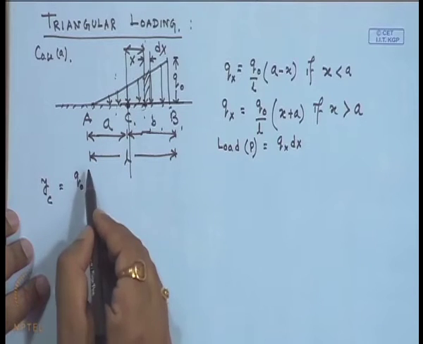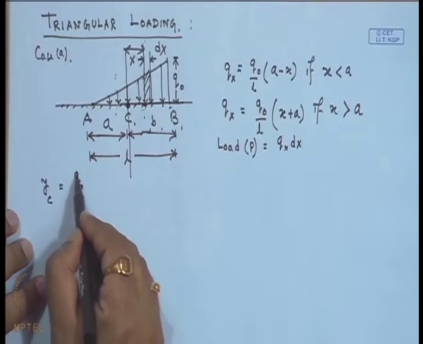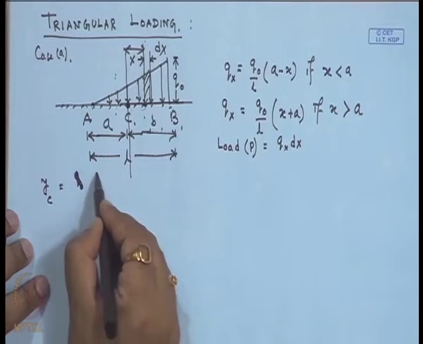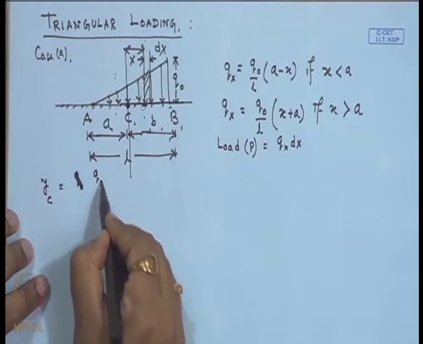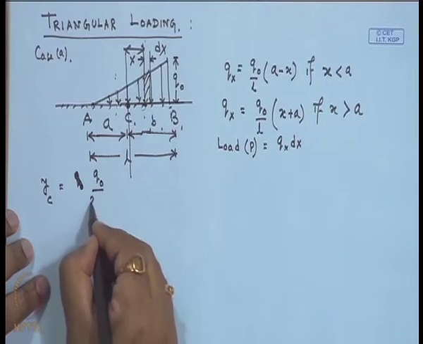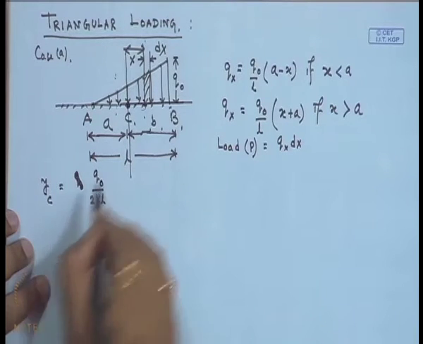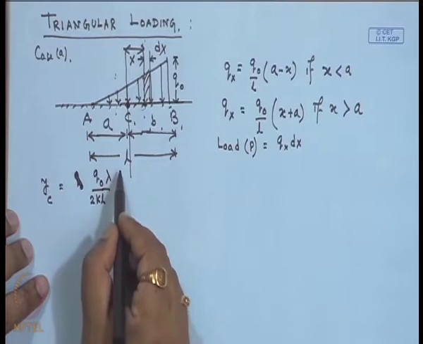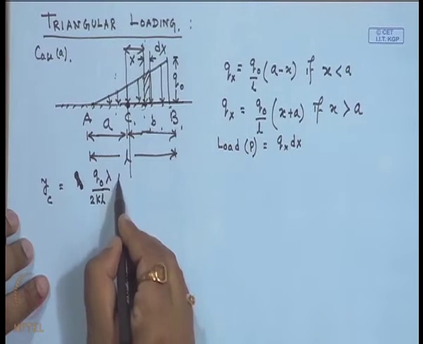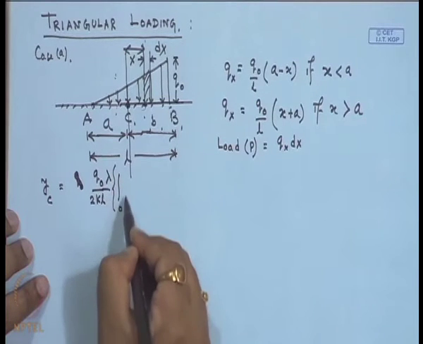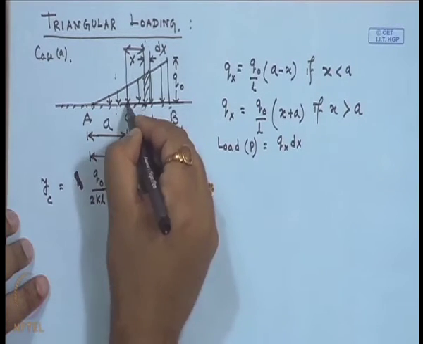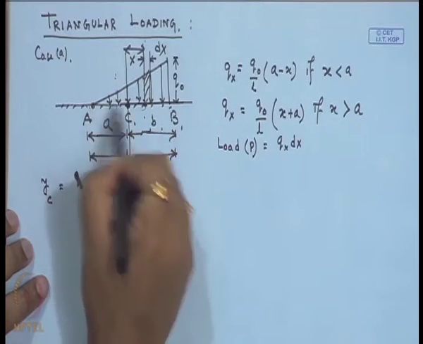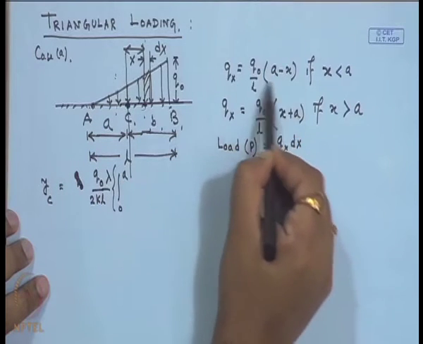So, in the first case we will get q 0, that means the total load, divided by 2 k L into lambda, and then dx is the loading. And if it is from 0 to A, that means within this zone A to C, we have to use this expression.